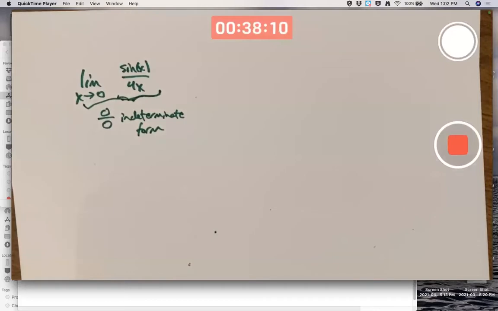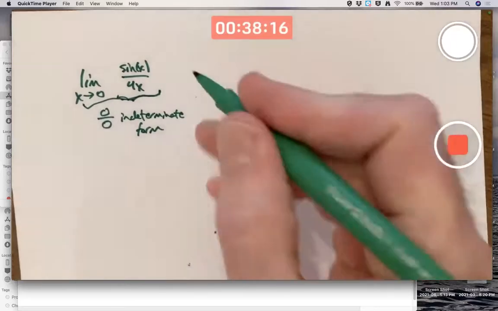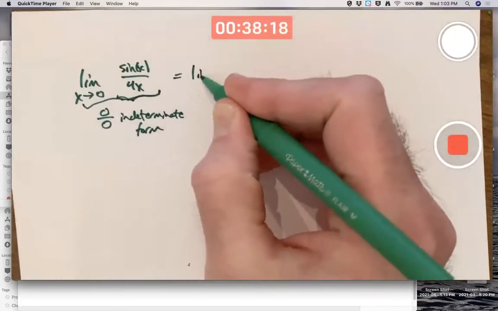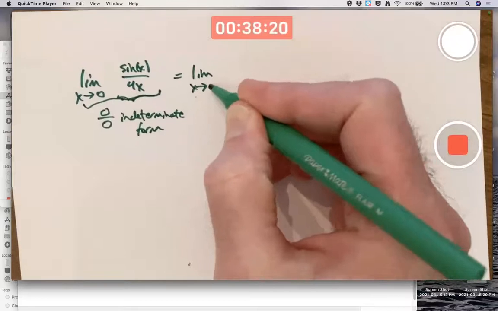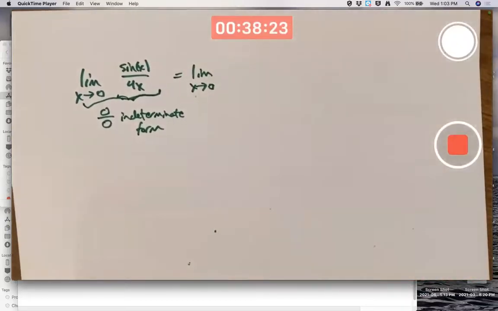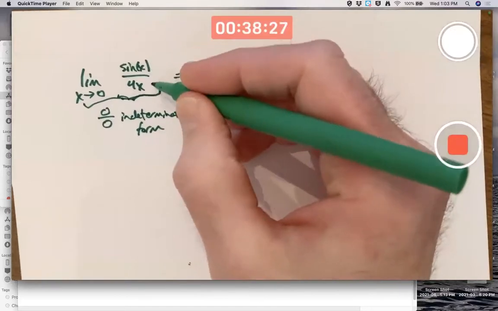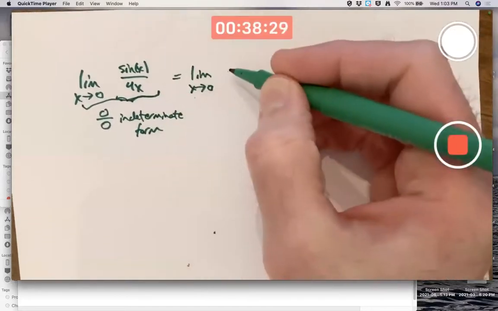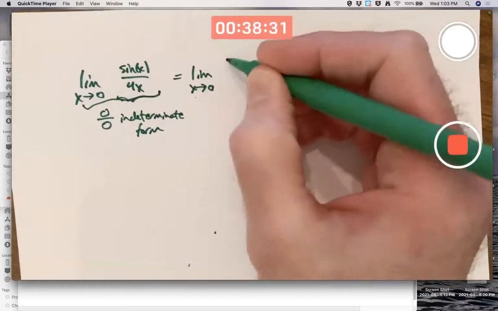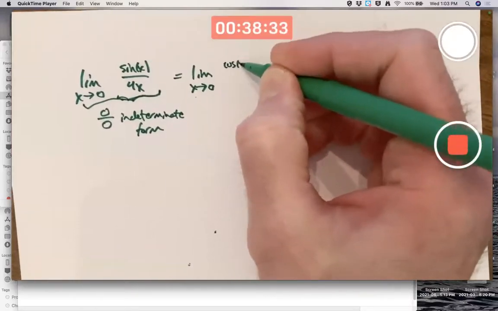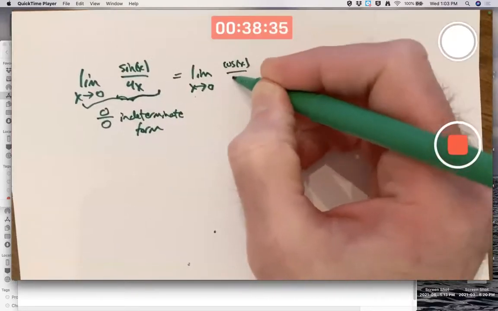You might succeed, you might not. L'Hopital's rule is true, but it's not always helpful. It does turn out to be helpful in this case. How do you do it? What you do is you differentiate the top and you differentiate the bottom and form a new fraction. The derivative of the top is cosine of x. The derivative of the bottom is 4.